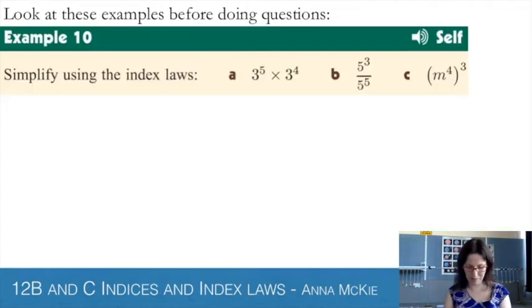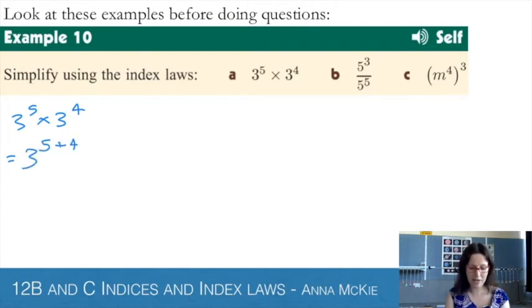Okay, let's do some examples. Here we go. Simplify using index laws. So the first one here, we have 3 to the power of 5 times by 3 to the power of 4, and the rule is you add the powers. So you have 3 to the power of 5 plus 4, which gives us 3 to the power of 9. That's that one. The next one here uses the divide, and so therefore we're using a subtract. So we have for b 5 to the power of 3 subtract 5. And 3 subtract 5 is negative 2.